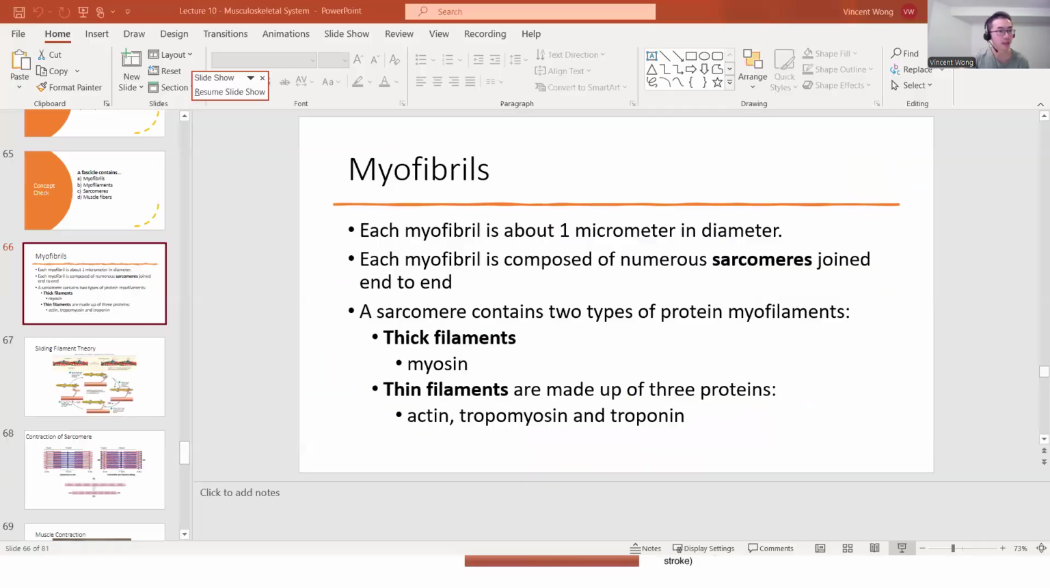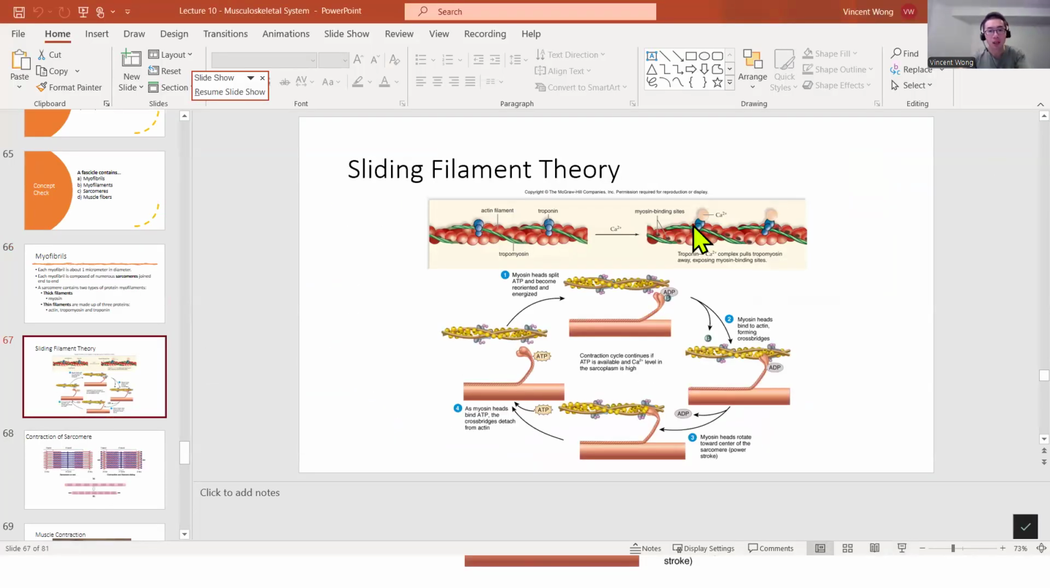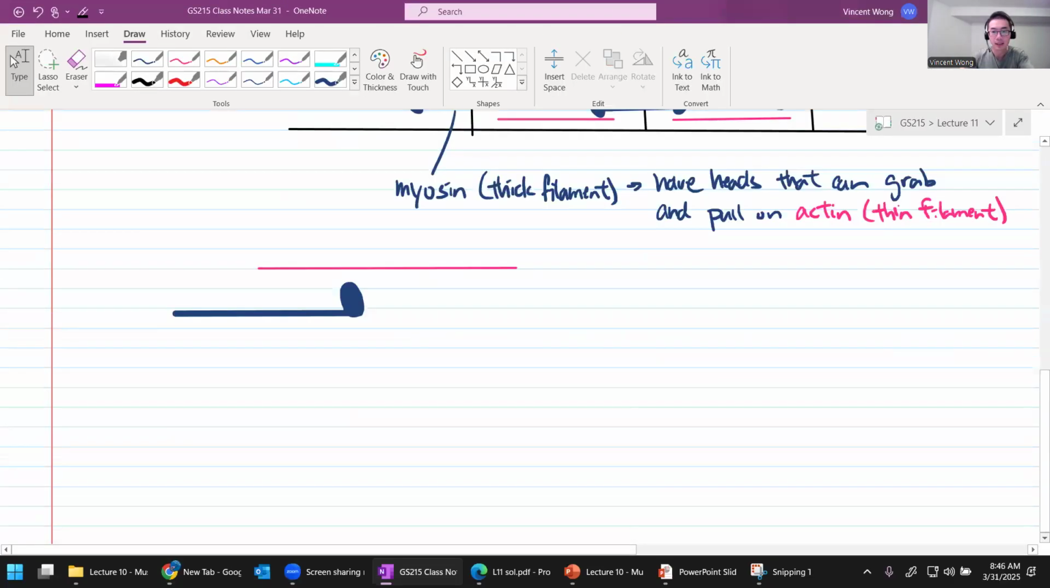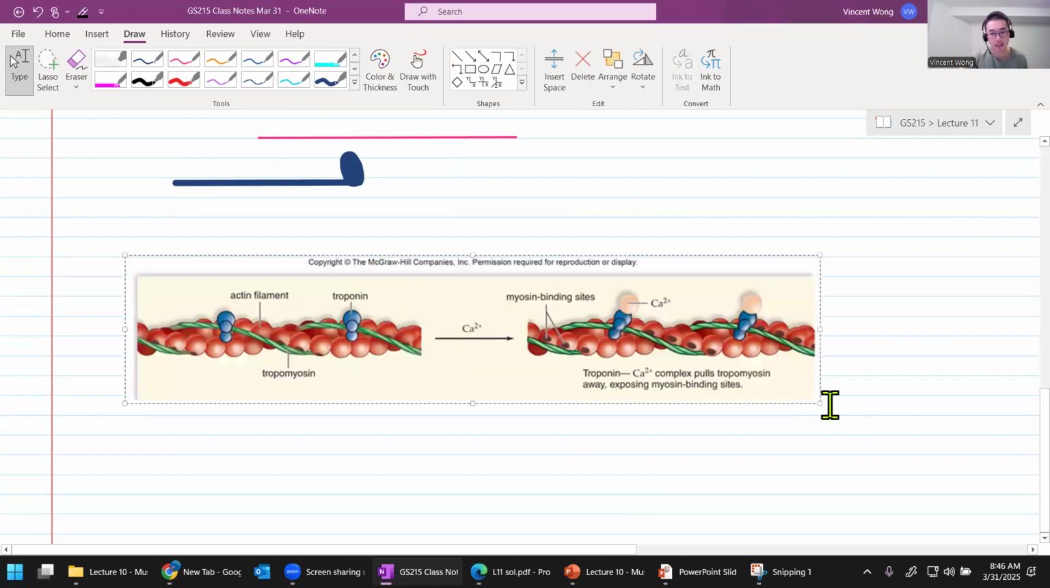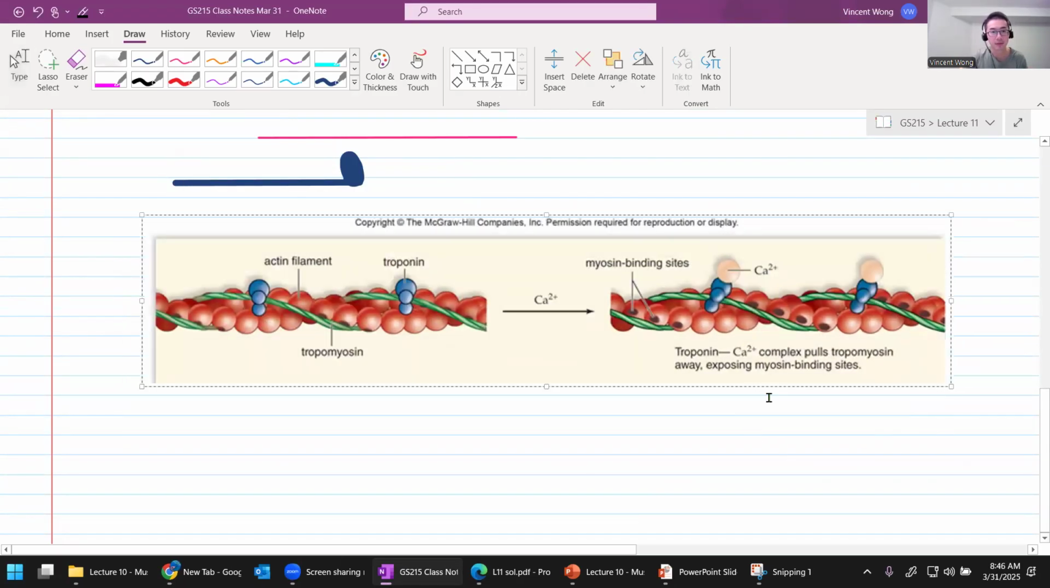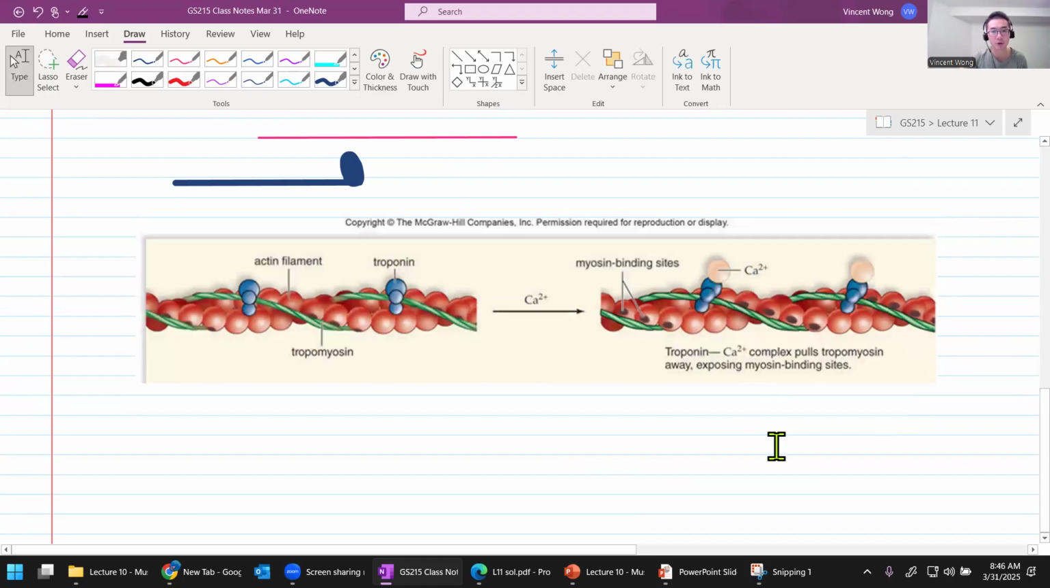But actually I will copy this over and give you some notes on it. You can write directly on your PowerPoint slides if you want. So first of all, this is a zoomed in version of the actin. Right here, this is the actin, and then it's zoomed in.